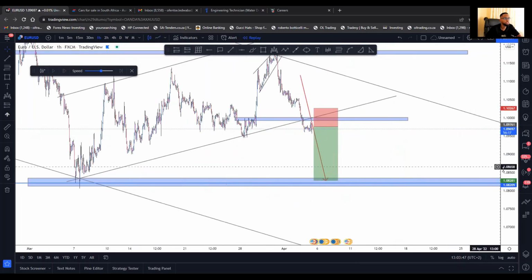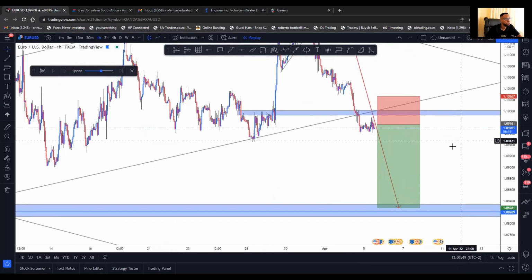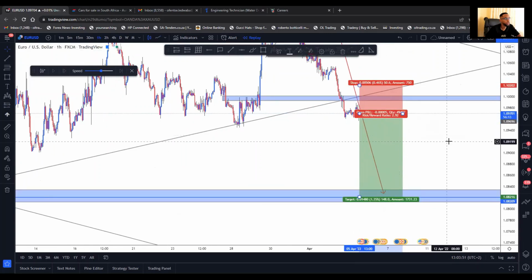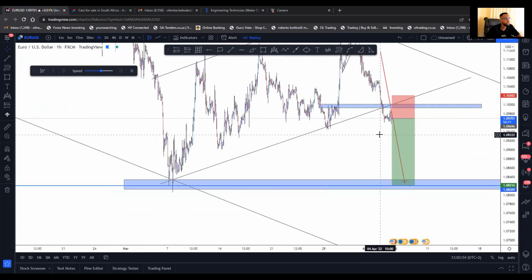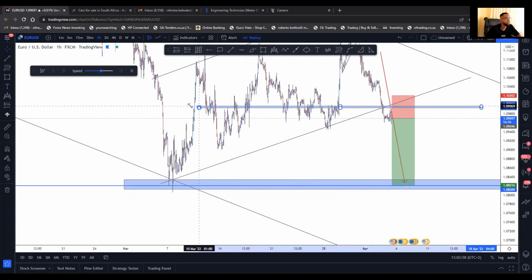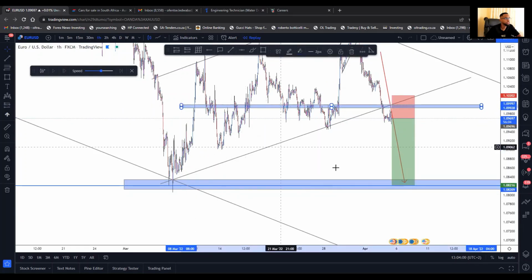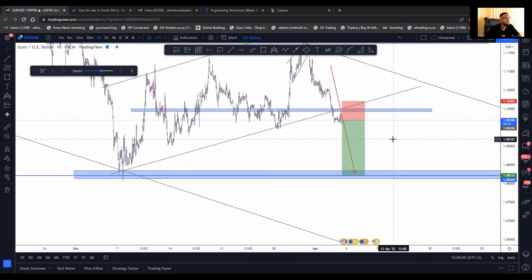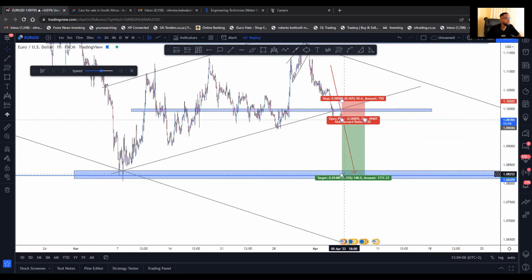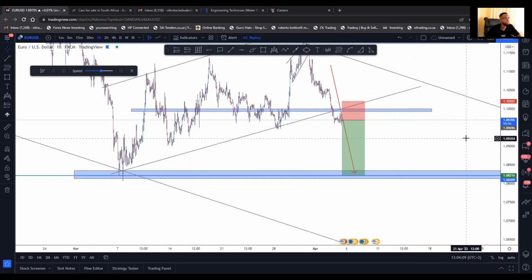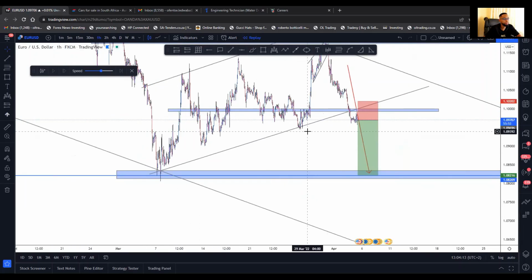Let's see. Okay. I think I'm gonna enter this one. It's a very, very nice trade. Selling all the way to here. When I enter this one.